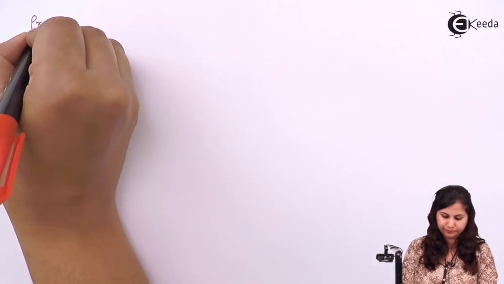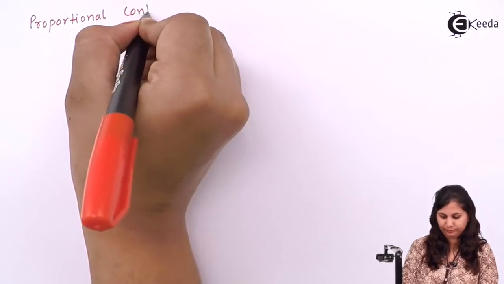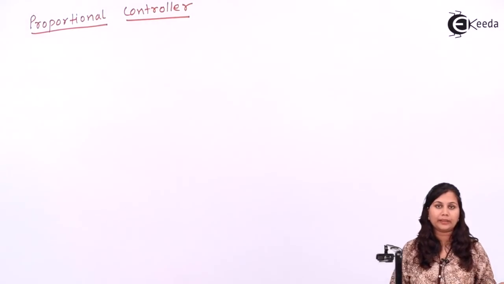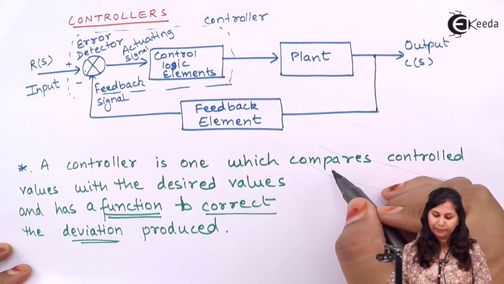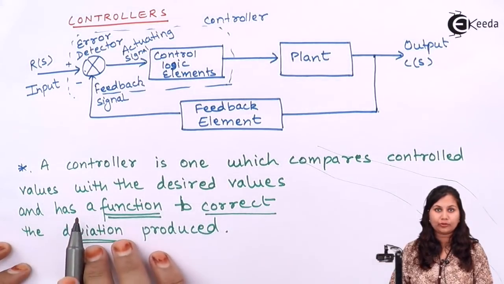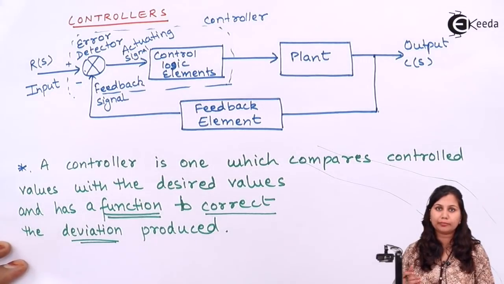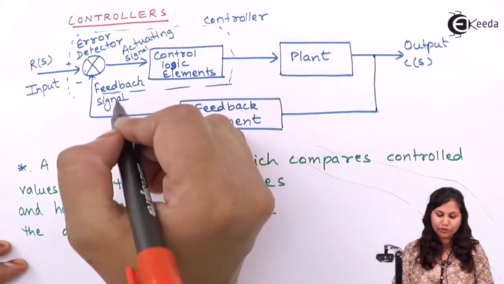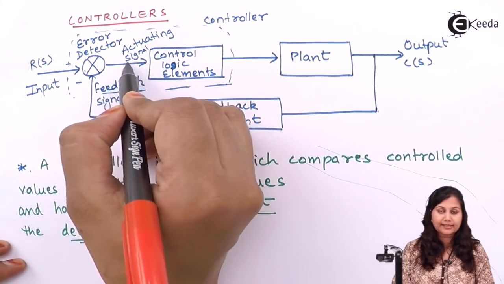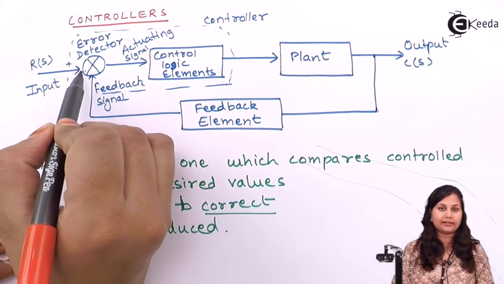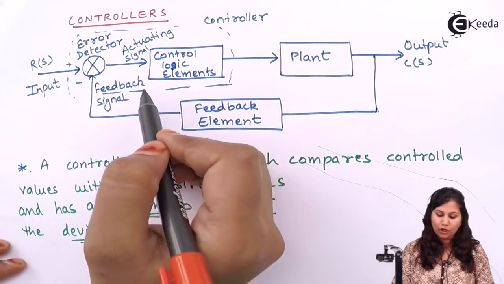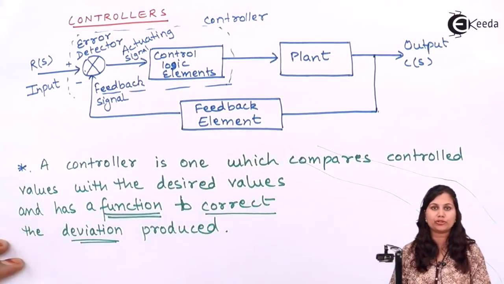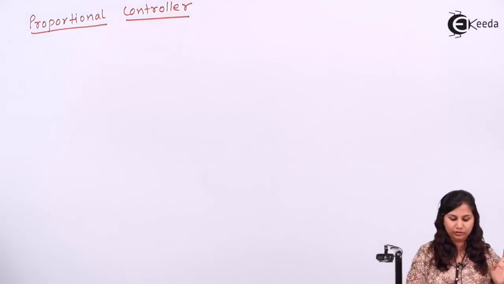So the first controller is the proportional controller. Now in the proportional controller, as we have seen in the block diagram, the controller compares the values with the desired values, and it has a function. So here the function is the proportional function. In this proportional controller, the actuating signal will be proportional to the error signal. Error signal is the difference of the reference input and the feedback signal.